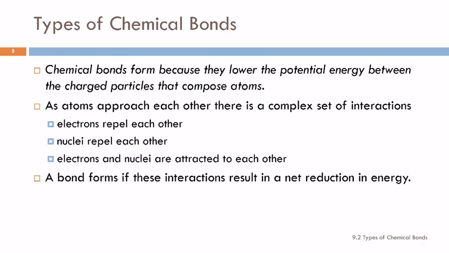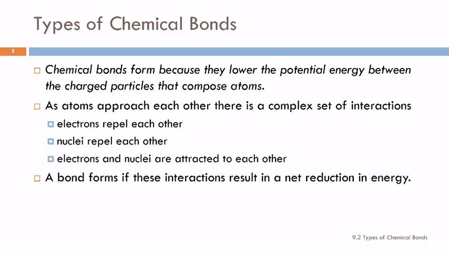So let's review the types of chemical bonds. First of all, what is a chemical bond? Why does it happen? Chemical bonds form because they lower the potential energy between the charged particles that compose atoms. Atoms are composed of positive protons and negative electrons. And when two or more atoms join together in a molecule by a chemical bond, they do so because it lowers the potential energy.